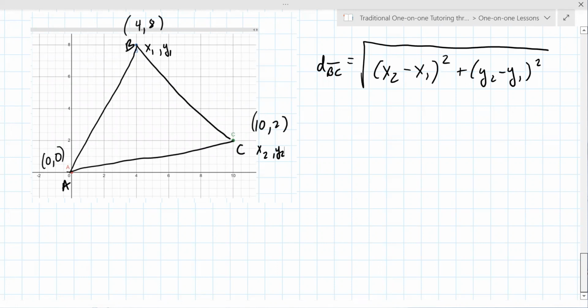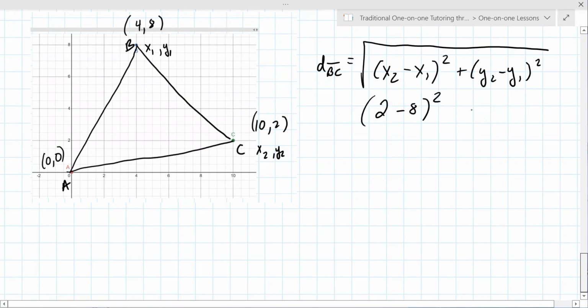36 plus negative 36. Now, when you square, negatives become positive and positives become positive. Okay.